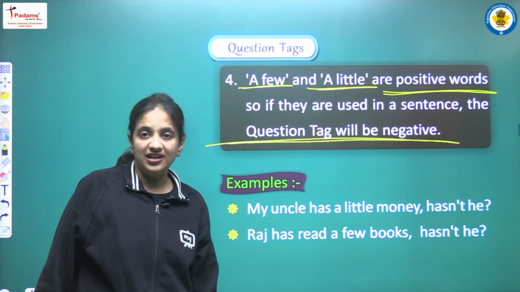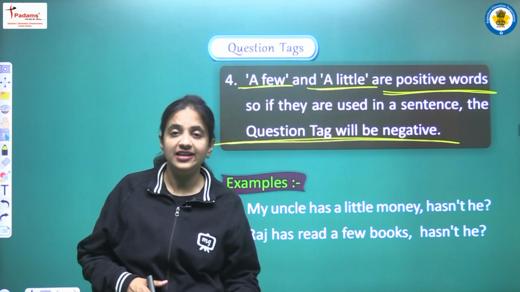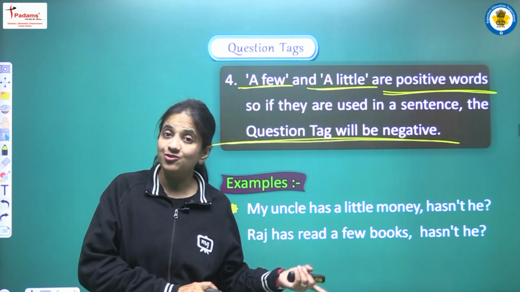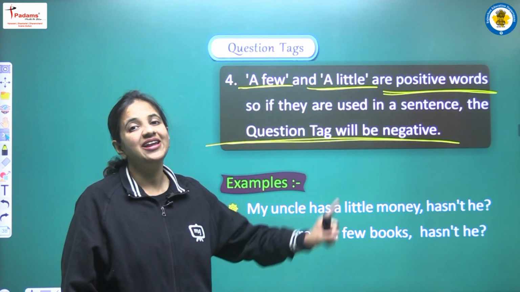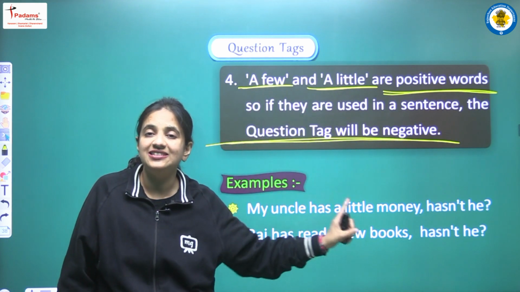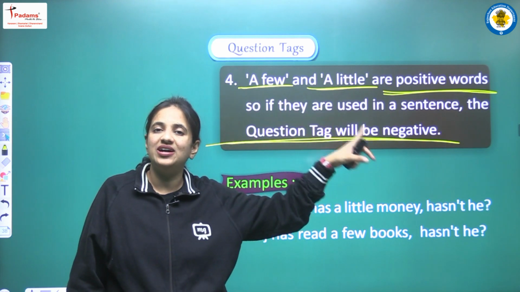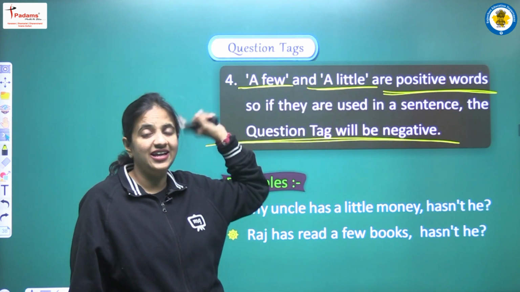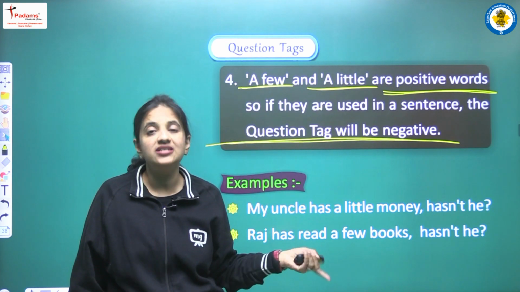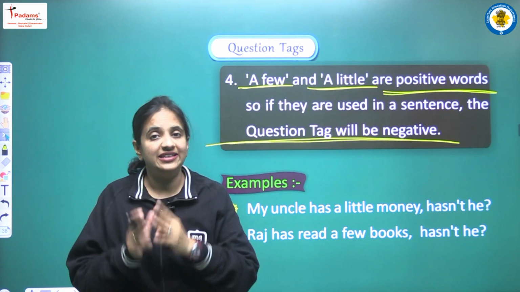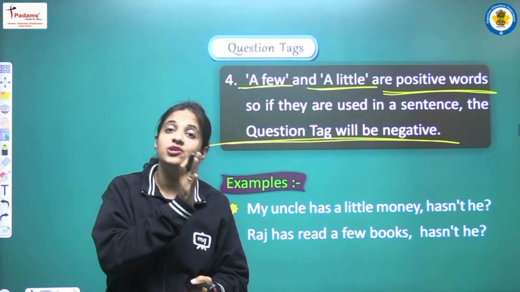Okay. So if only few, only little, then yes, they are negative words. So then you have to make a positive question tag. But if we are having a few, if we are having a little, then just learn this thing that these two words are known as positive words. If "a" comes before them, then now they are positive words, and if they are there in the sentence, the sentence will be positive, and then you have to make a negative question tag.